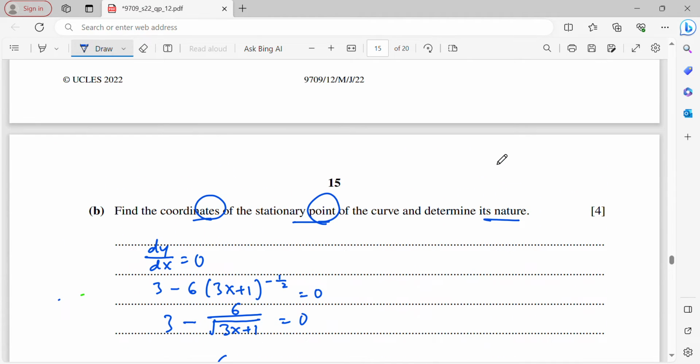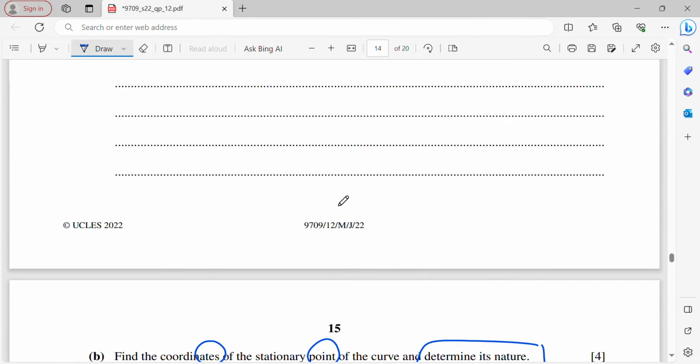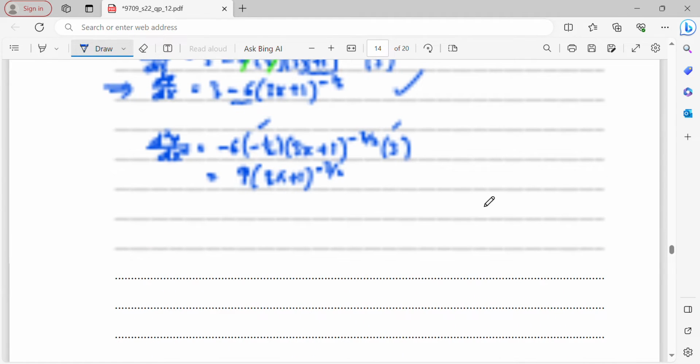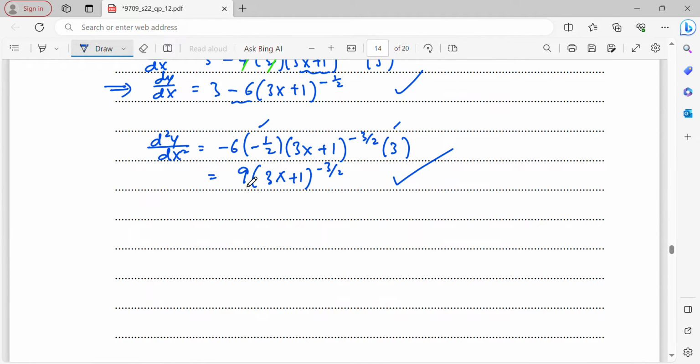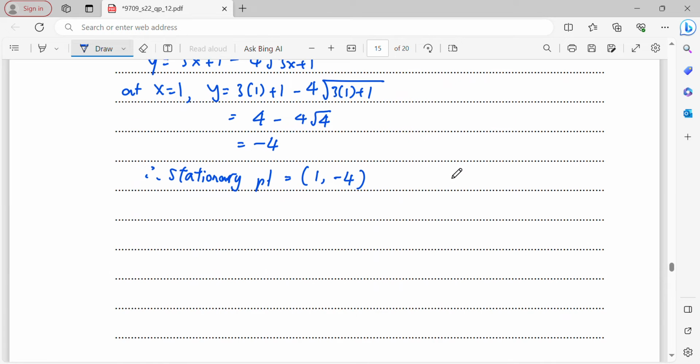Now, after you have found the stationary point, you need to determine the nature. The nature is decided by referring to the second derivative. So now my second derivative, d squared y over dx squared, is 9 times 3x plus 1 to the power of negative 3 over 2. So again, it depends on the x. So now I have to substitute x is 1.